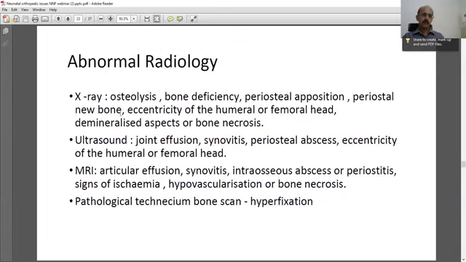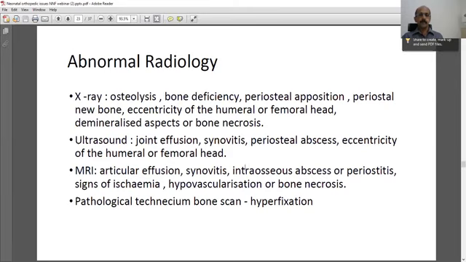The findings on radiology would depend on X-ray or ultrasound. X-ray and ultrasound are the most commonly used techniques. Though X-ray is more important for specificity, ultrasound is very important for sensitivity. And it's very vital that we do ultrasound on any suspected joint, because ultrasound is available and people are trained in ultrasound, so that we don't miss infections. The X-ray findings should be related to the bone, maybe osteolysis, bone deficiency, periosteal new bone, eccentricity of the head, demineralization. And ultrasound findings should be more of soft tissue: joint effusion, synovitis, periosteal abscess, eccentricity of the femoral head.